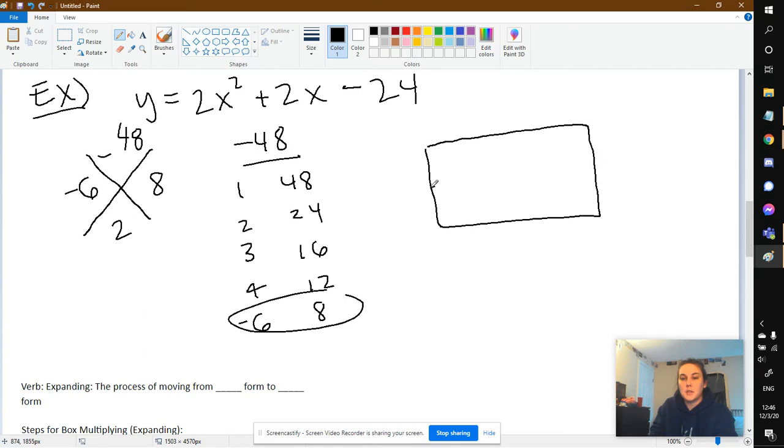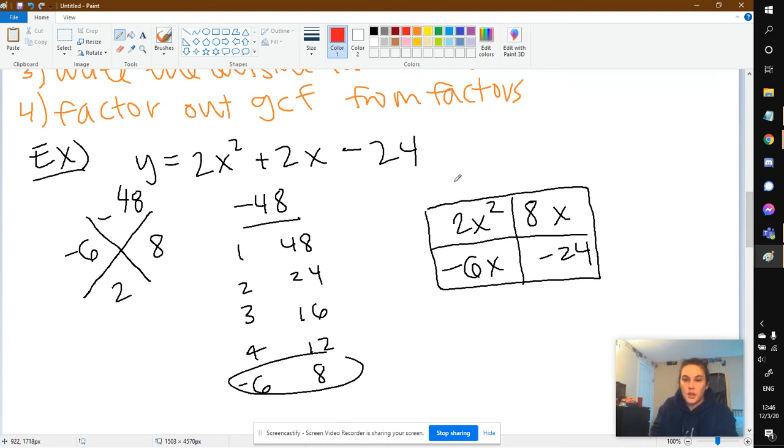Come up over here with our box. We put our ax squared term here. We put our c term here. We put our 8x and our negative 6x here. Then we can decide, let's make this 2x and x. This should be a positive 8. This should be a negative 3. That checks out. So we have 2x plus 8 and x minus 3.